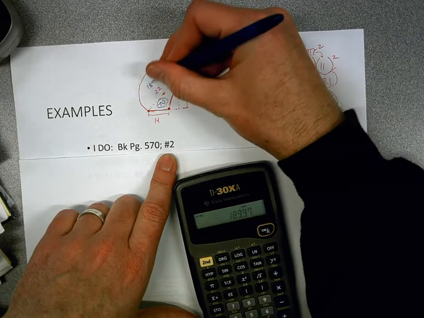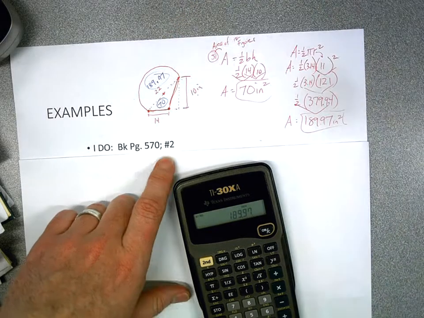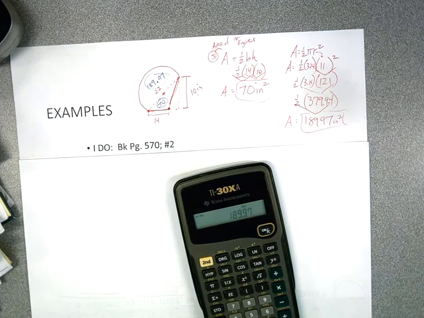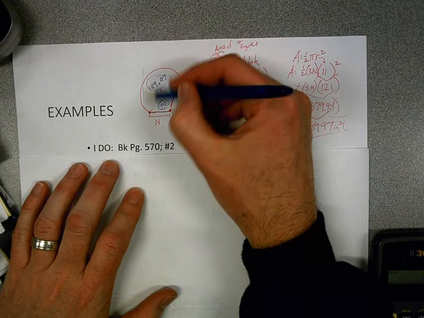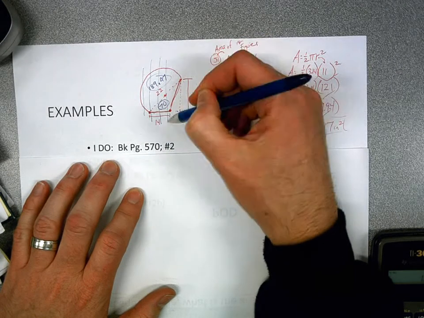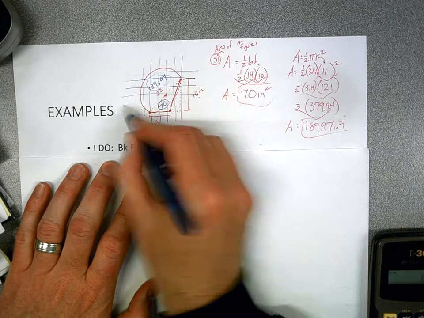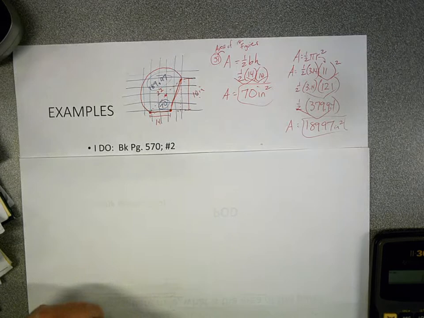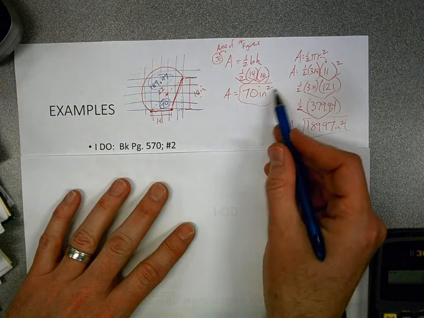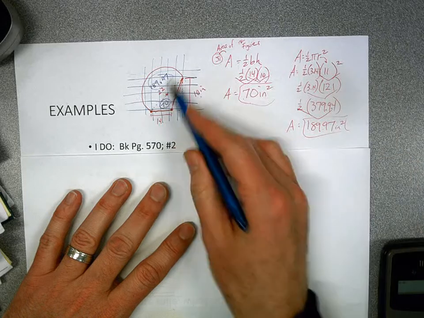So, 189 and 97 hundredths. Now, we talked about this yesterday when we talked about area of a circle. The whole concept of area is basically how many squares fit into the figure. That's what it is. So in this case, these are square inches. 70 square inches in that part, 189.97 in this part.